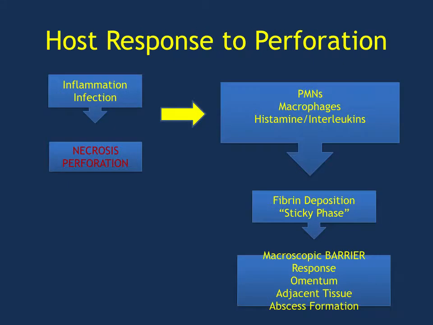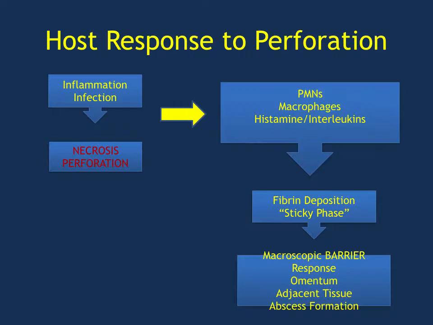Now the question is, when there's a hole in the colon, how does it not all lead to free perforation and diffuse peritonitis? And the simple answer is that we have an immune system, and we actually have a macroscopic defense system. And so when the bacteria gets out after the inflammation, infection in the wall and the perforation, your body is going to respond.